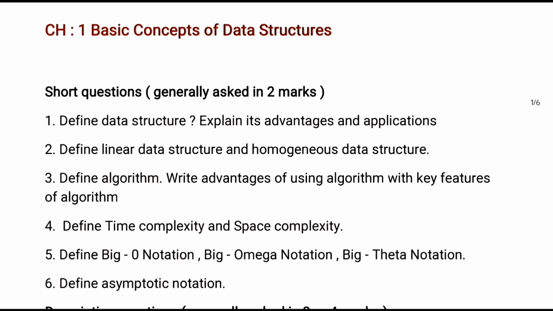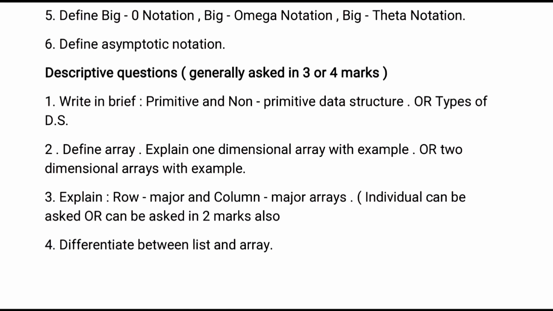4. Define time complexity and space complexity. 5. Define big O notation, big omega notation, big theta notation. 6. Define asymptotic notation. Descriptive questions, generally asked in 3 or 4 marks. 1. Write in brief primitive and non-primitive data structure, OR types of DS. 2. Define array, explain one-dimensional array with example, OR two-dimensional arrays with example. 3. Explain row major and column major arrays.